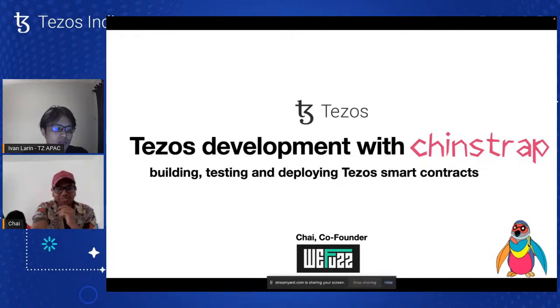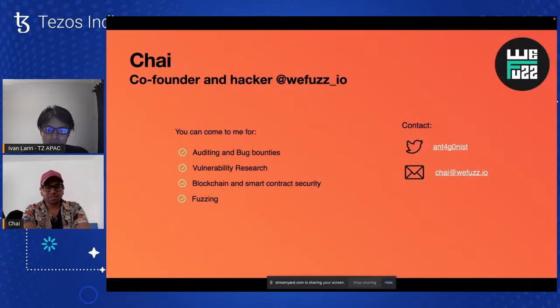So today we'll learn about Chinstrap and how to use it for building, testing, and deploying Tezos smart contracts. Chinstrap supports both SmartPy and Ligo contracts. So this is a basic introduction about me.